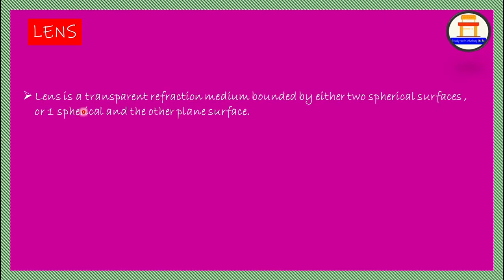So let's get started. What is a lens? A lens is a transparent refractive medium bounded by either two spherical surfaces or one spherical and one plane surface. So that is called a lens. Definitions are very important in this chapter. Make a note of each and every definition.